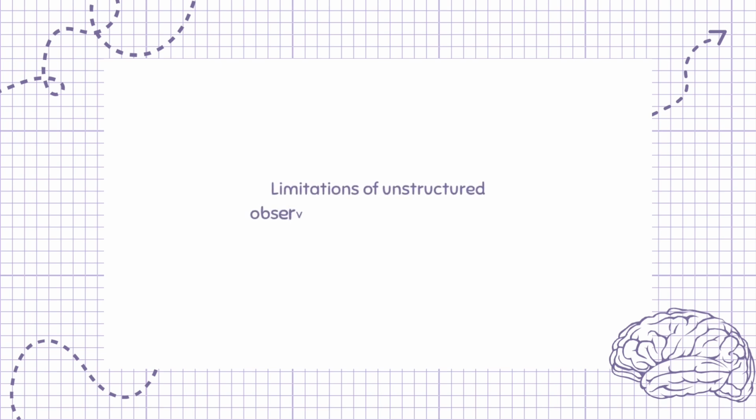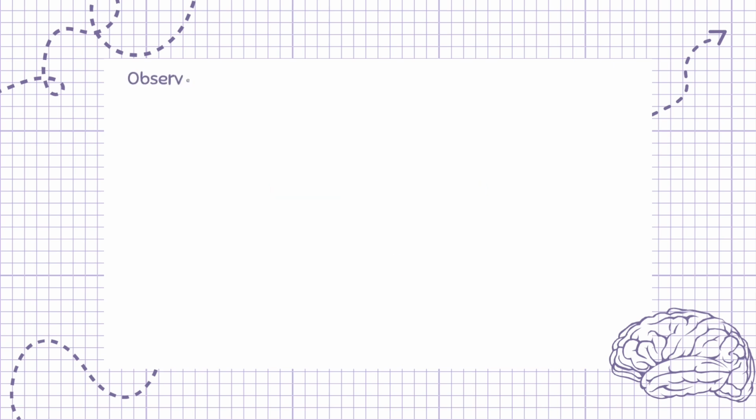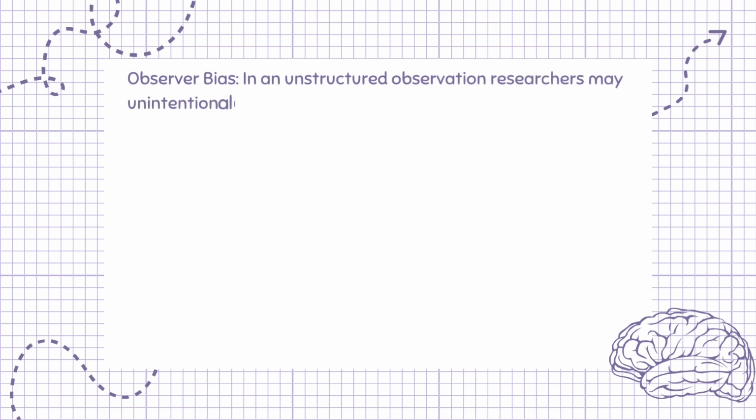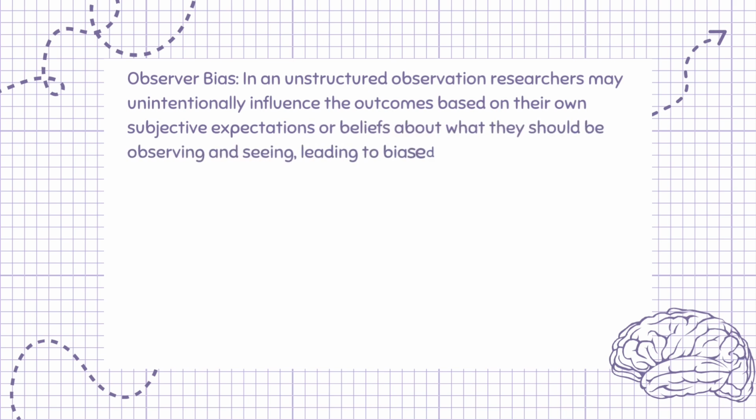Limitations of unstructured observations and why they are a regression on structured observations. Observer bias. In an unstructured observation, researchers may unintentionally influence the outcomes based on their own subjective expectations or beliefs about what they should be observing and seeing, leading to biased and skewed results.